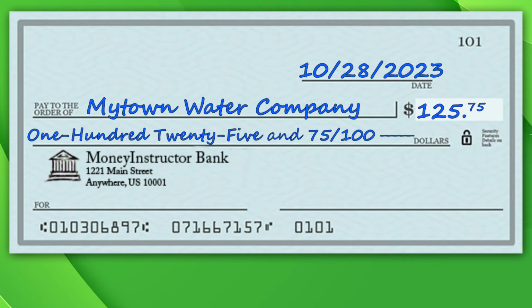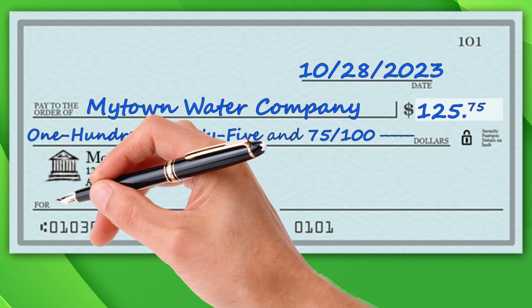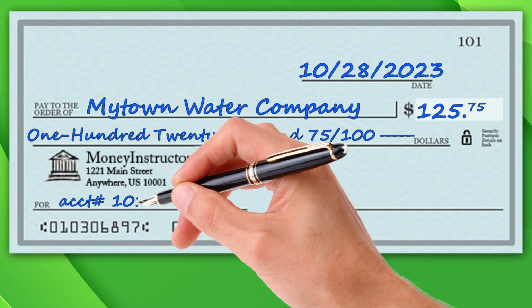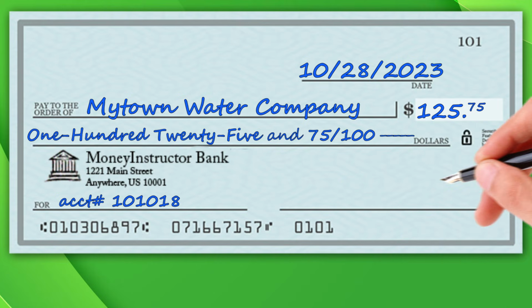Next, in the bottom left corner, there's a space often marked as Memo or For. It's not mandatory but super helpful to remind both you and the recipient what the payment is for. For example, maybe it's an account number or John's rent.